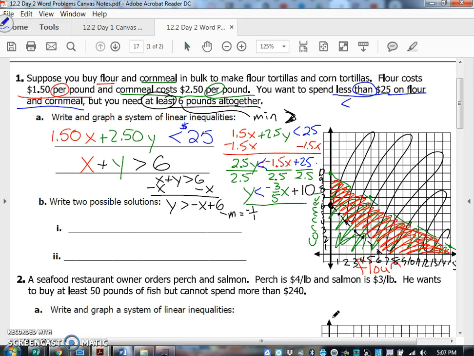So for example, I could buy 7 pounds of flour and 4 pounds of cornmeal. In addition, I could buy 3 pounds of flour and 6 pounds of cornmeal.